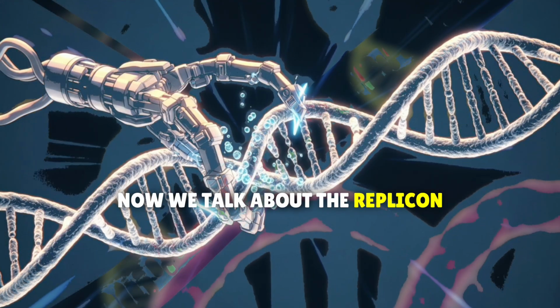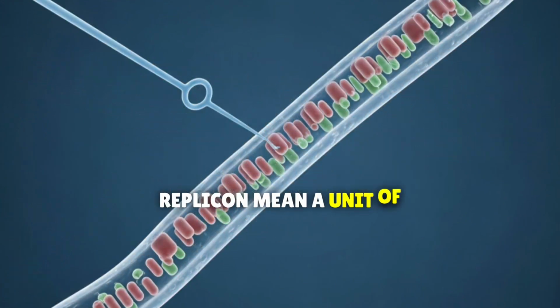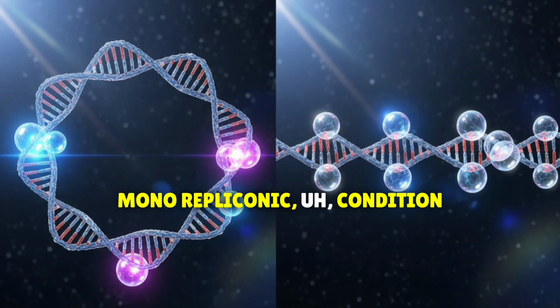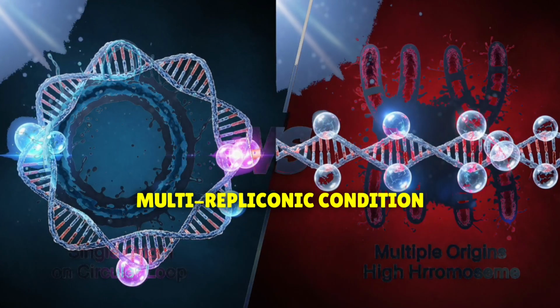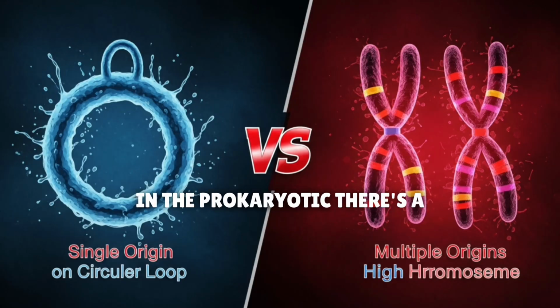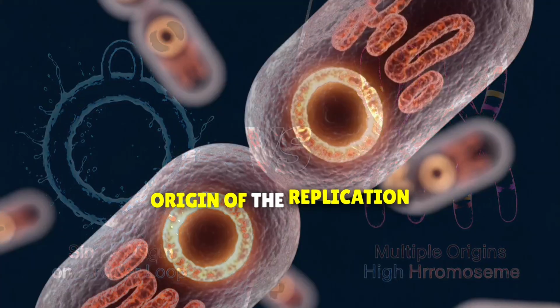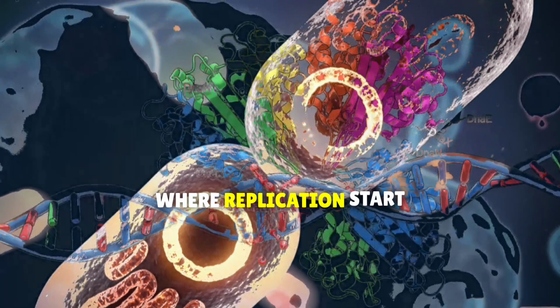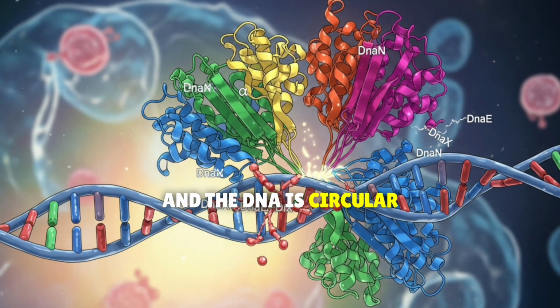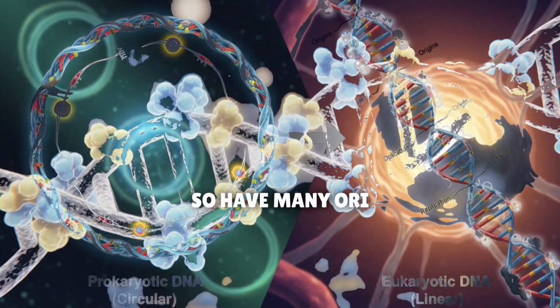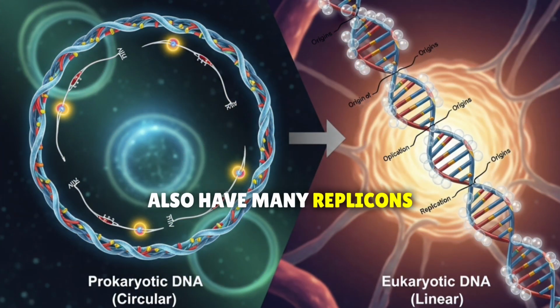Now we talk about the replicon. Replicon means a unit of replication. Prokaryotic DNA has a monorepliconic condition, and eukaryotic DNA has a multi-repliconic condition. Prokaryotes have a single ORI, the origin of replication. It means where replication starts, and the DNA is circular, so it has only one ORI. Eukaryotic DNA is linear and large, so it has many ORIs and many replicons.